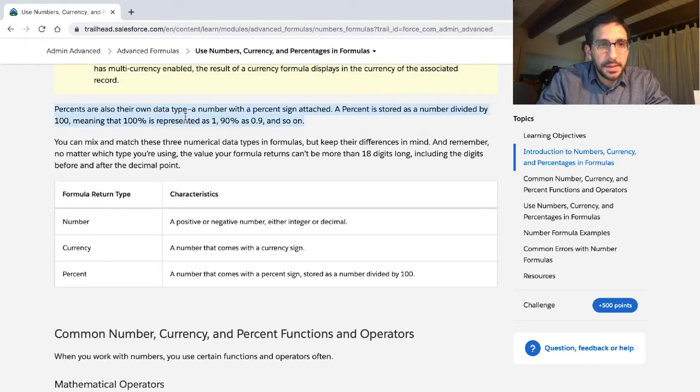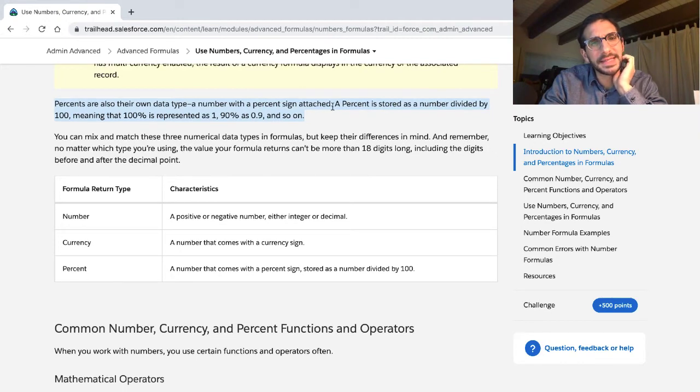Percents are also their own data type, a number with a percentage sign attached. A percent is stored as a number divided by 100, meaning 100 is represented as 1, 90 as 0.9, and so on. I've seen this in some formulas up until now, and I've wondered about that, so that's helpful to know. So 0.9 is 90%.